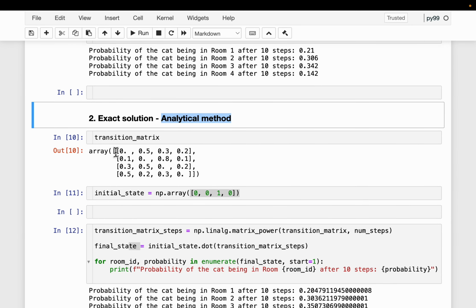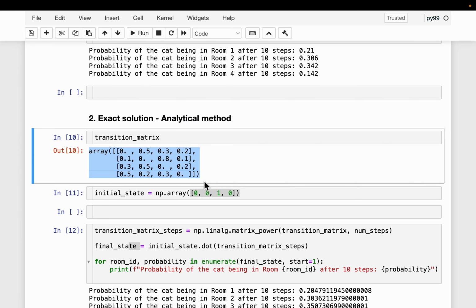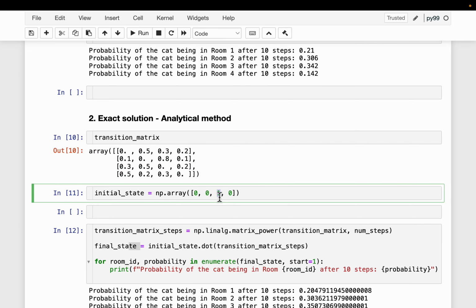So we already saw we have a transition matrix and we have the initial state, which is where the cat originally is on day 1, which is room number 3. So 0, 0, 1, 0.